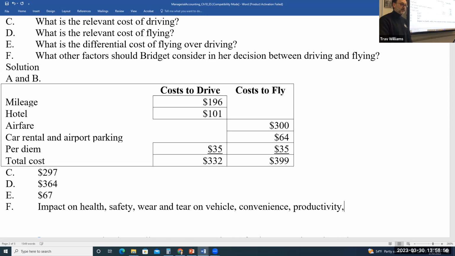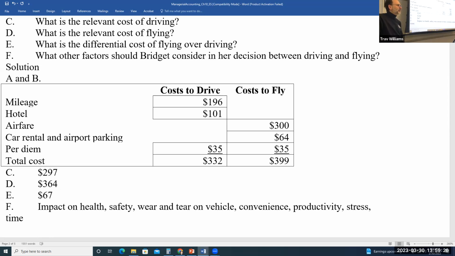What about stress? Some people don't like to fly, right? Some people don't like to drive. So it could actually impact their stress level. Anything else come to mind? Time? Okay. Yeah. It's going to be a more efficient use of time.